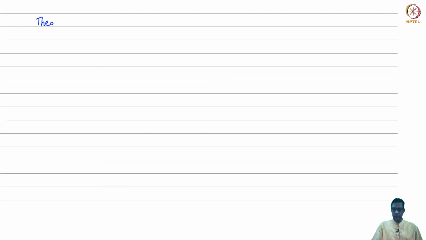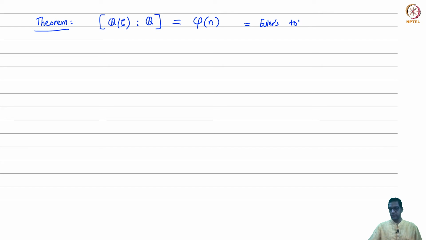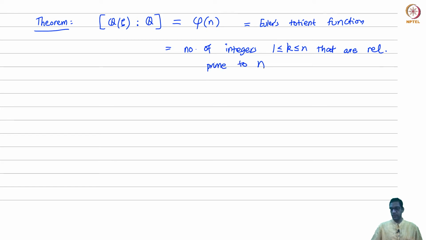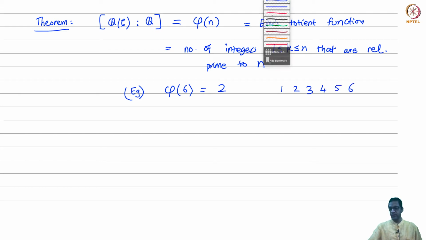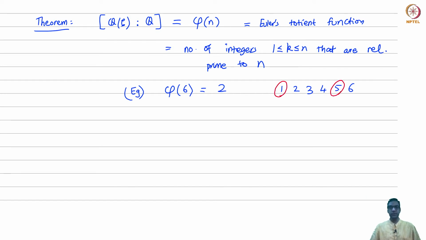Okay, and our goal is really the following theorem, proposition, which says that the degree of this Galois extension is phi of n. So what is phi of n? This is Euler's totient function, which counts the number of integers k from 1 to n that are relatively prime to n. Okay, so you've seen this before. For example, phi of 6 is just 2 because among the numbers 1, 2, 3, 4, 5 and 6, only 2 of them are relatively prime to 6, which are the numbers 1 and 5.